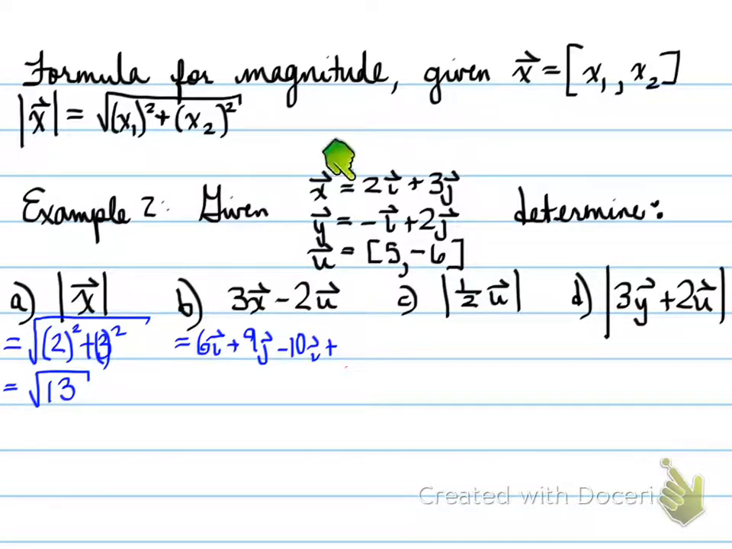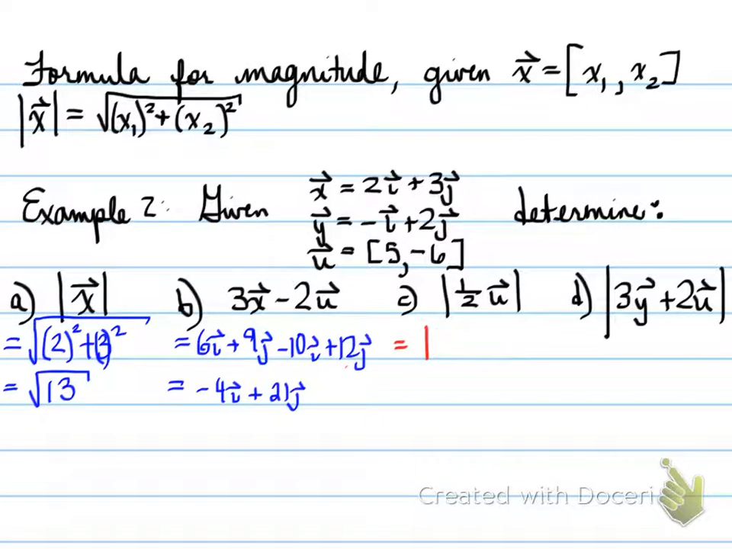This is now algebraic, so convert this to the algebraic form, which will be 5i minus 6j, and we put it all together. But don't forget, now we're multiplying by 2. So 3 times vector x, which is 6i plus 9j, minus 2 times vector u, which is 10i minus 6j, and we find out that the resultant will be negative 4i plus 21j.